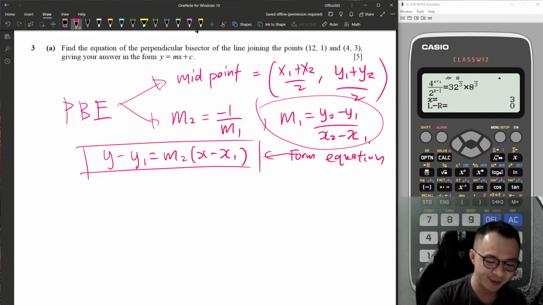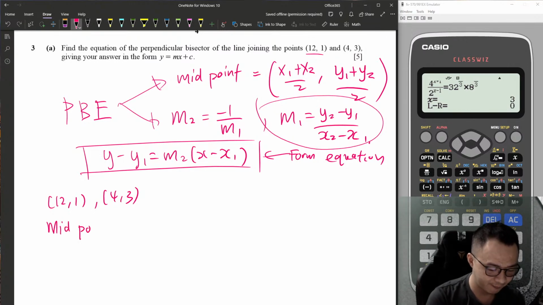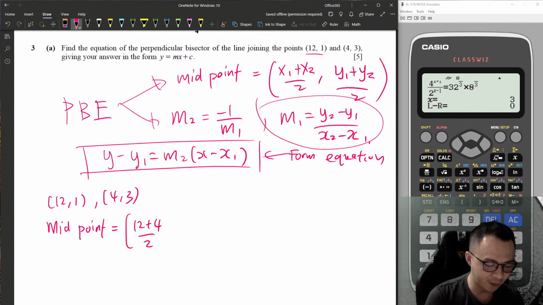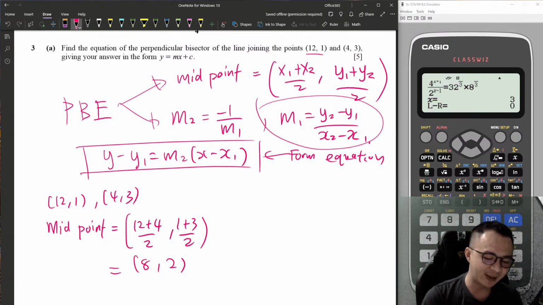Let's do it. Okay, I have these 2 points. I'm going to write it down: (12, 1), (4, 3). Alright, let's find the midpoint. So I will say (12 plus 4) over 2, comma (1 plus 3) over 2. Then type in the calculator, you'll get 8 and 2. Alright, I've done the midpoint.